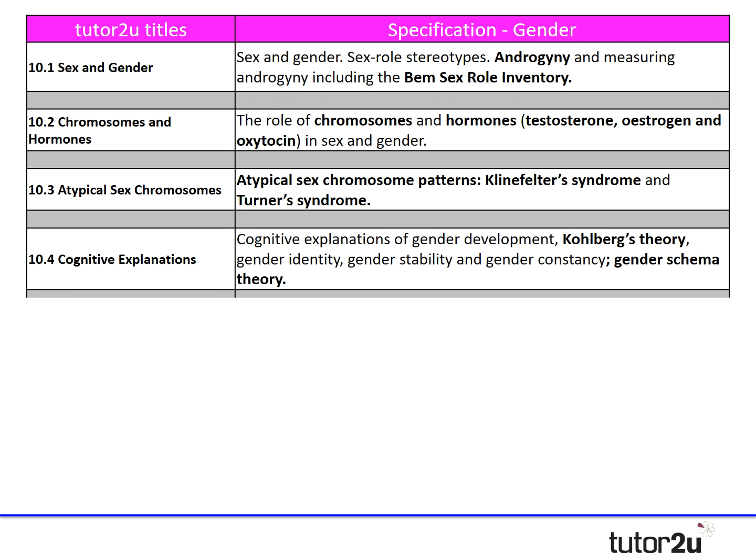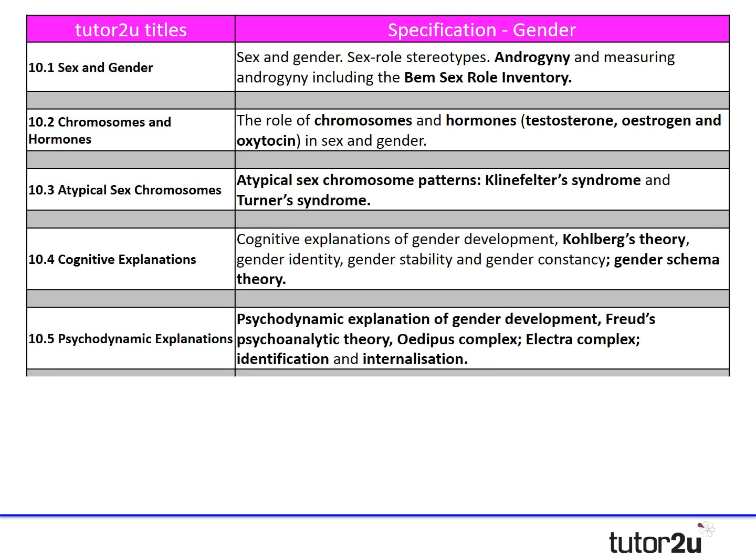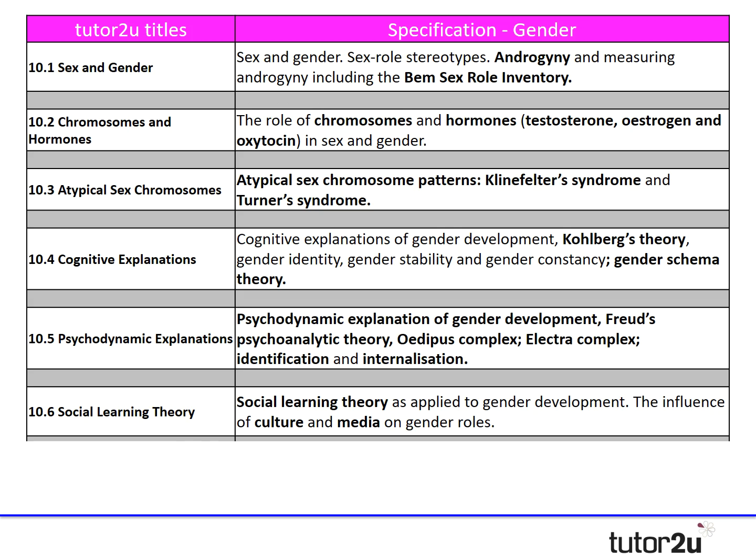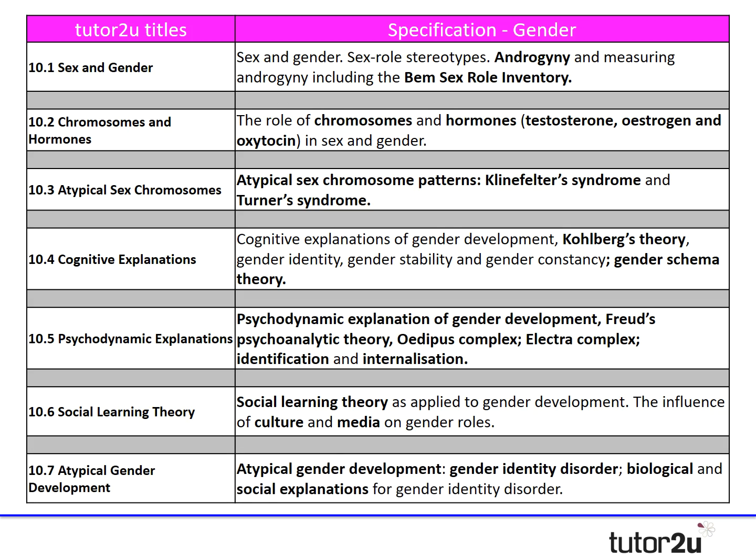Moving on from that, you've got the different cognitive explanations, of which you need to focus on 2. So you've got Kohlberg's theory and gender schema theory. Then you've got the psychodynamic explanations, Freud's theory, in particular looking at the Oedipus complex, Electra complex, and then 2 key terms that students often miss, identification and internalisation. Going on from that, you've got social learning theory, and then last but not least, they've separated it out and you've got atypical gender development as its own separate topic there, okay?